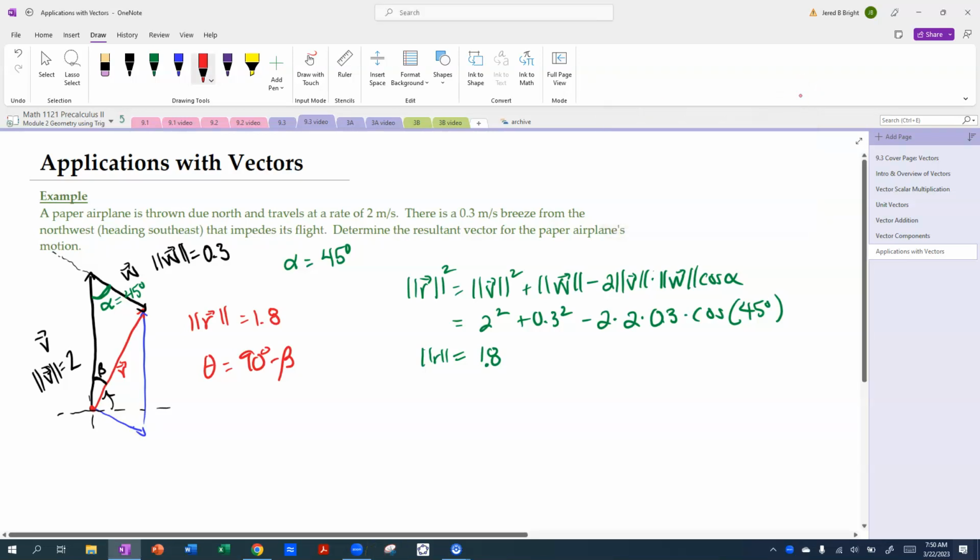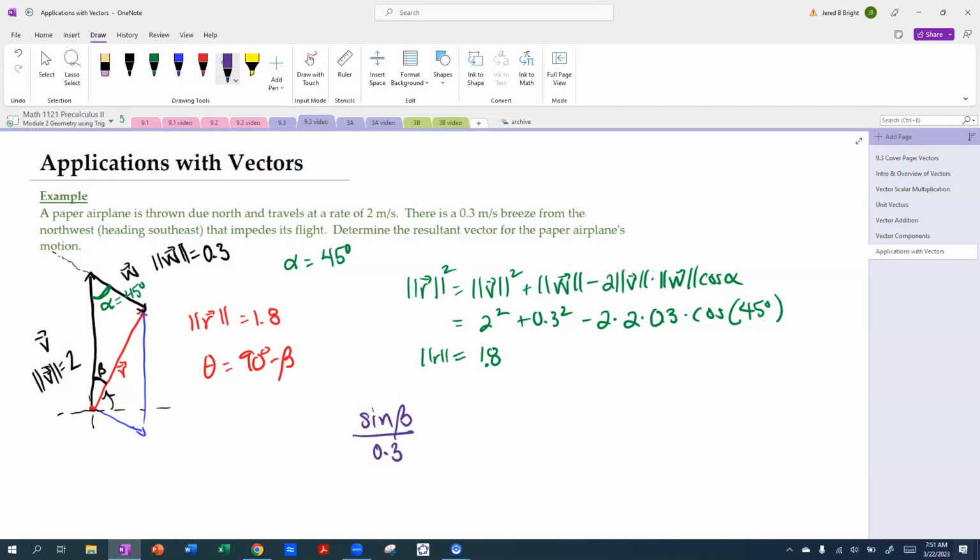I know two sides and the included angle. I know the side. I think I could actually just use law of sines if I wanted to. Let me do this in a different color. So I could do sine of beta over 0.3 is equal to sine of 45 degrees over, now I know that's 1.8. Then I can manipulate this equation and solve for beta.